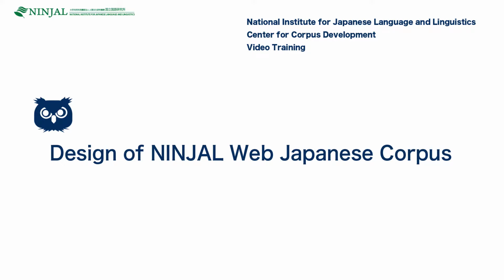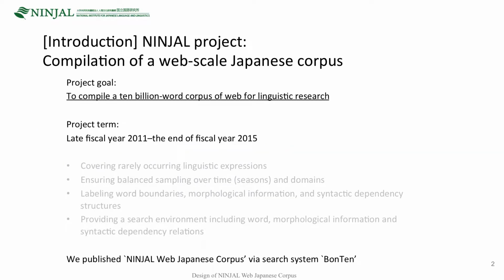Good afternoon. Today we would like to present our project to compile a web-scale Japanese corpus. This presentation is an overview of the NINJAL web Japanese corpus. This is a project to compile a web-scale Japanese corpus. The project goal is to compile a 10 billion word corpus of web text for linguistic research. The project began late in fiscal year 2011 and ended in 2015.